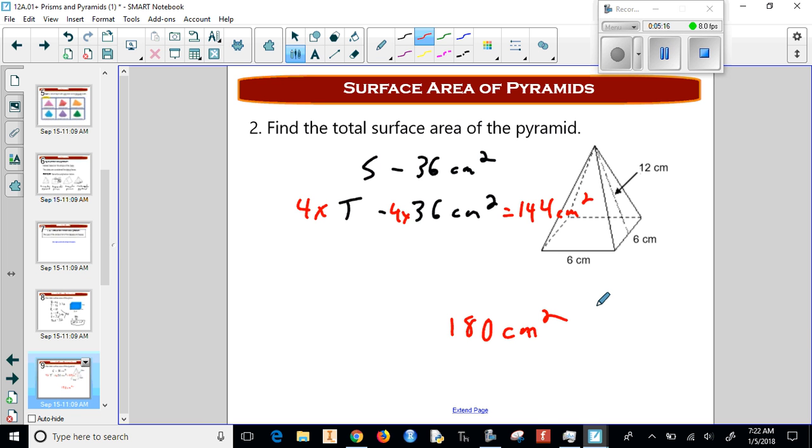All right, so for the rest of the problems, all you do is look at each face, find the area of each face, and add them up. Good luck.